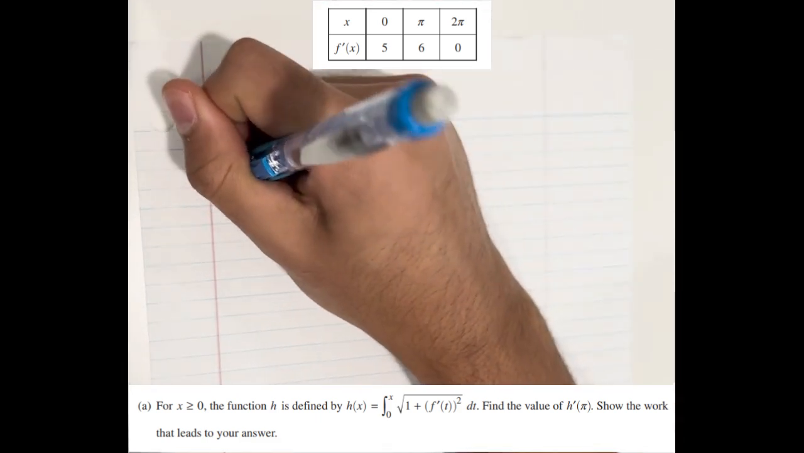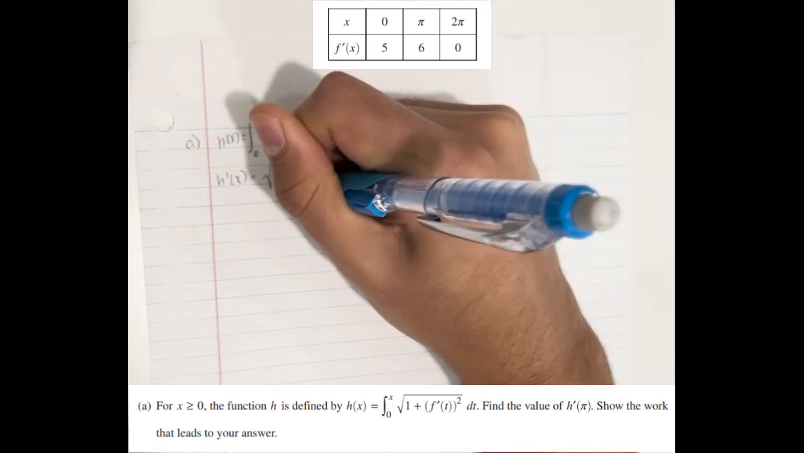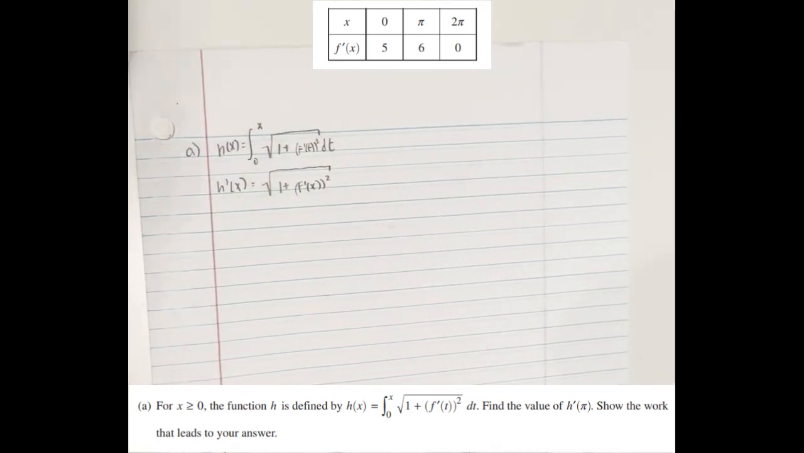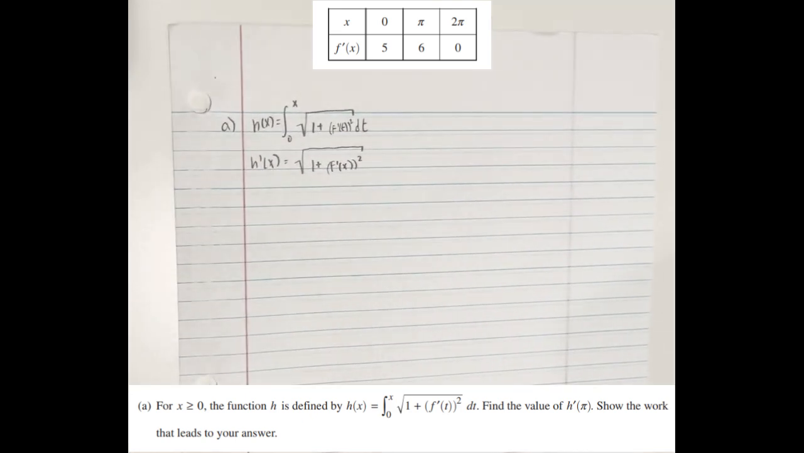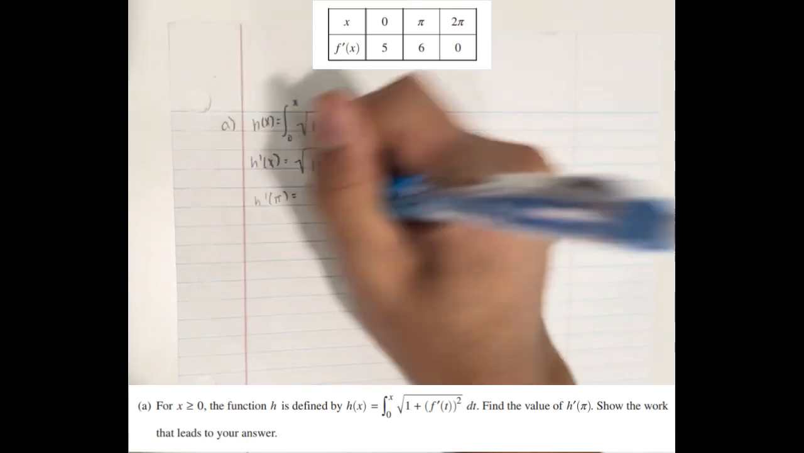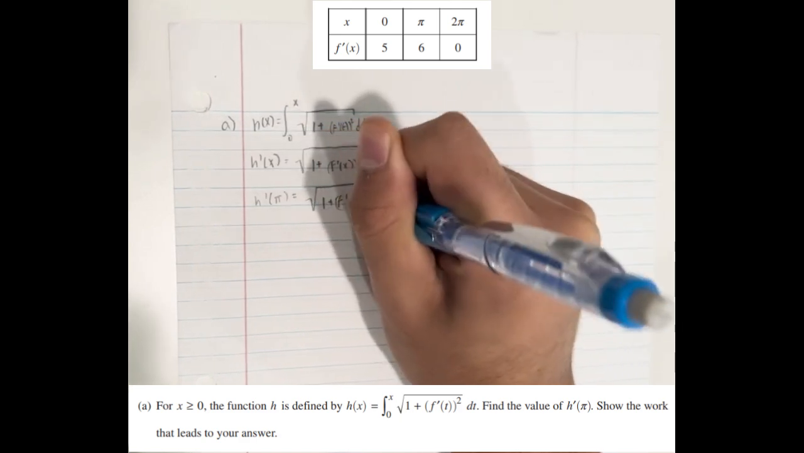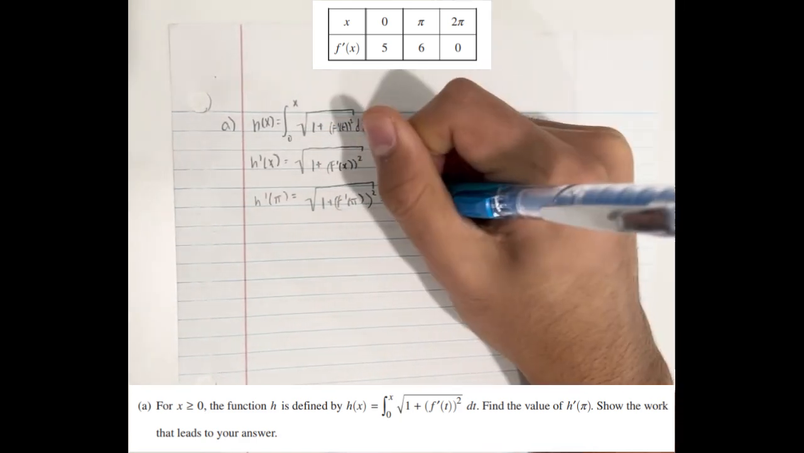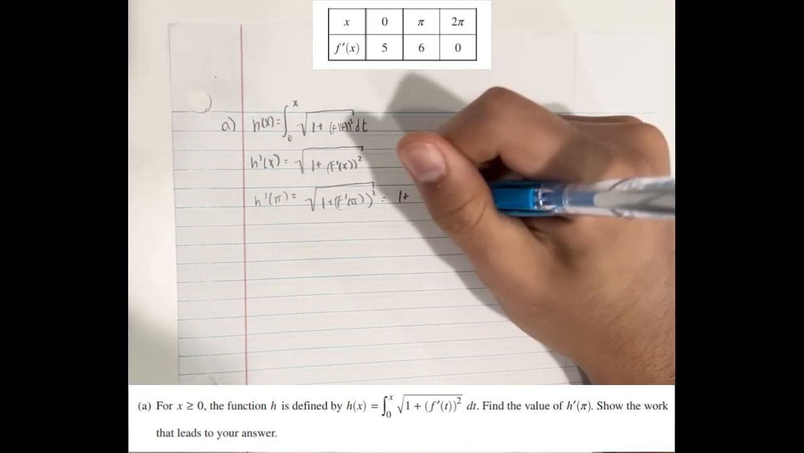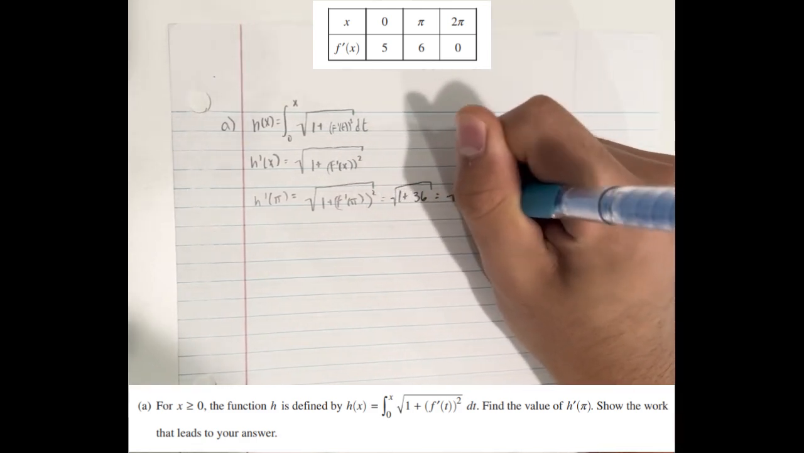Okay, well, h prime of x is equal to the square root of 1 plus f prime of x squared by the fundamental theorem of calculus. So, h prime of pi is the square root of 1 plus f prime of pi, all squared, and f prime of pi in the table is 36. So square root of 1 plus 36 equals square root of 37.